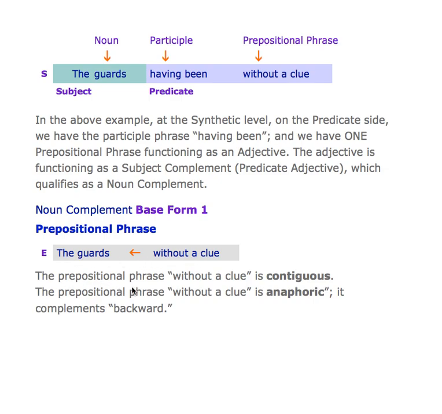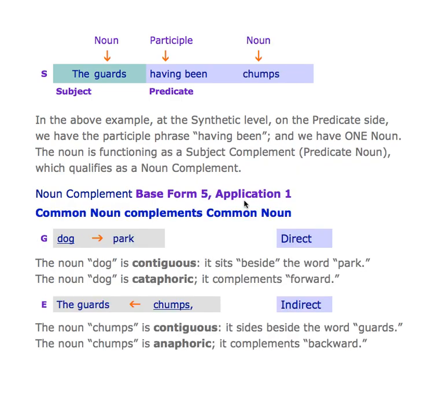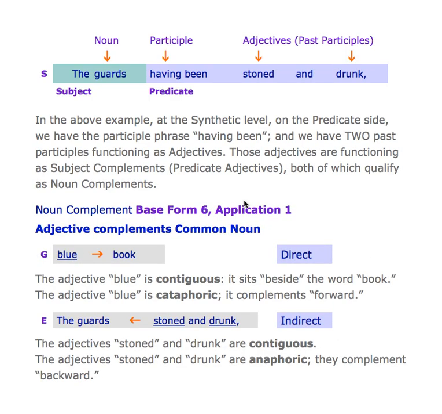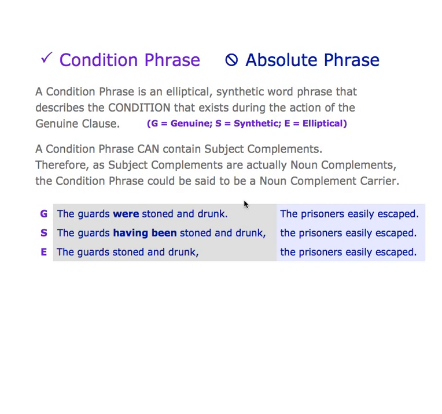The prepositional phrase without a clue is contiguous. These are right beside each other. The prepositional phrase without a clue is anaphoric. It complements backward. So now you see that with this example, and this example, and this example, there is an element of noun complement inherent in the condition phrase, which used to be called absolute phrase. It's a horrible name. I got rid of it. I don't want anybody using it anymore.